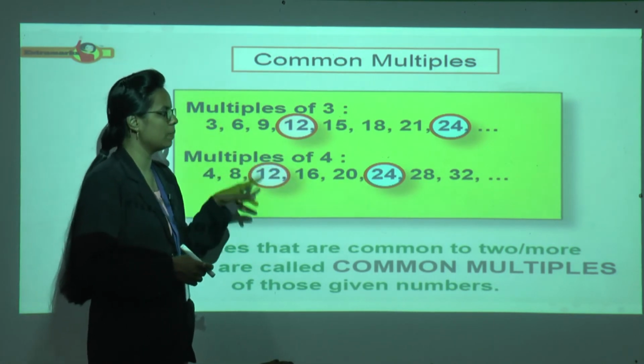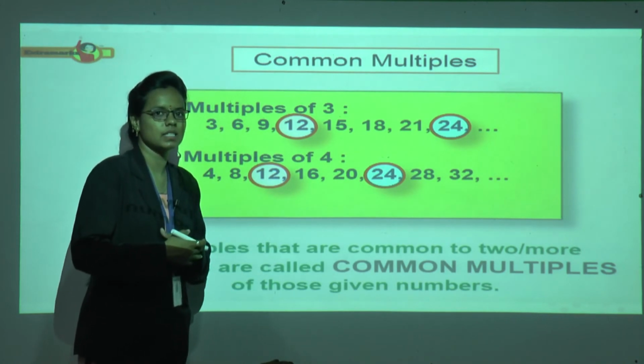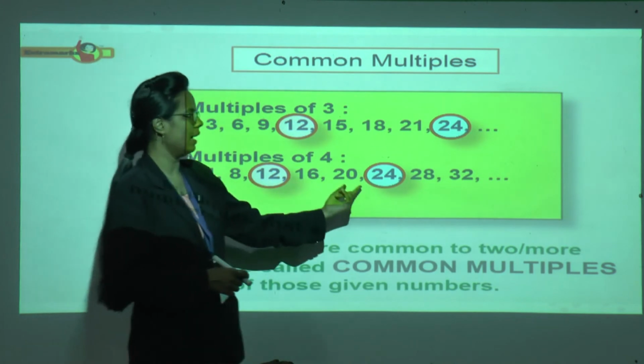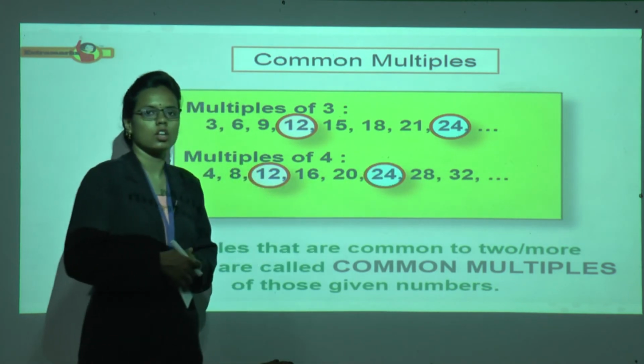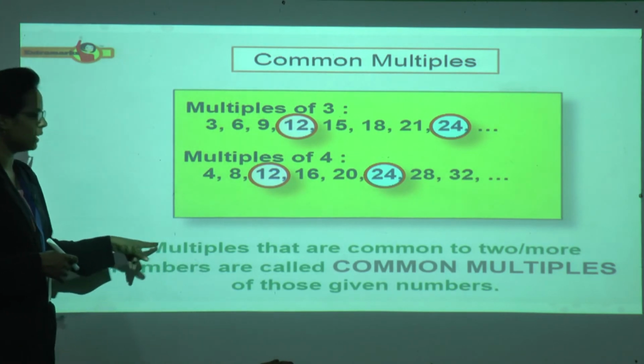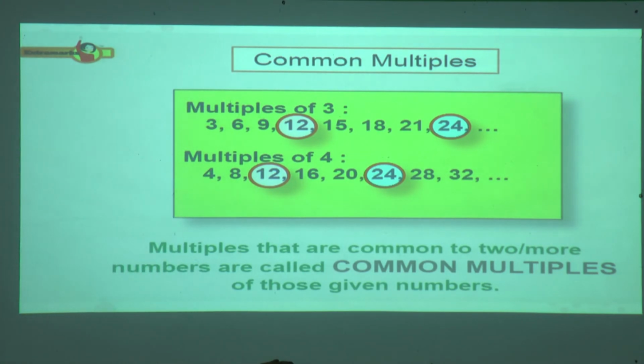Whatever multiples we have written here, which are common among these? The common multiples are 12 and 24. So multiples that are common to 2 or more numbers are called common multiples of those given numbers.